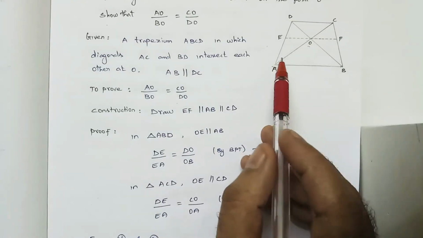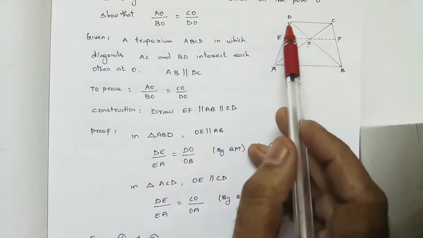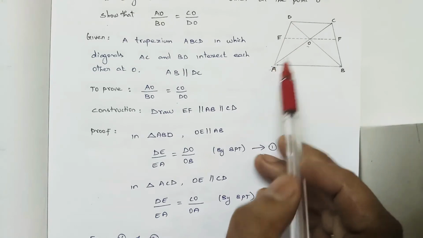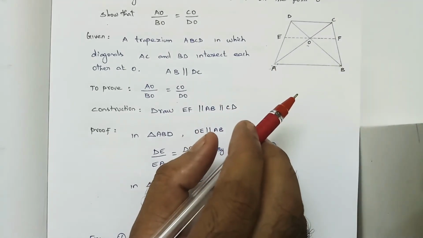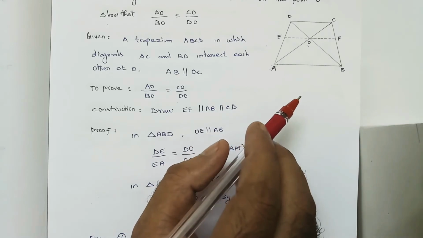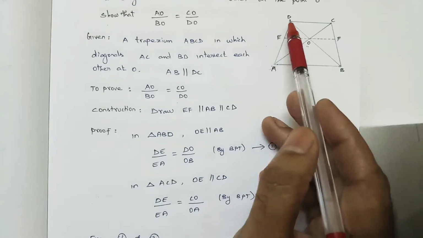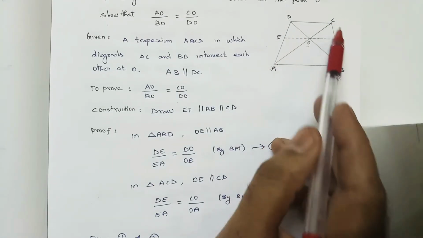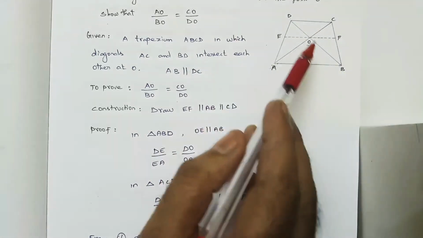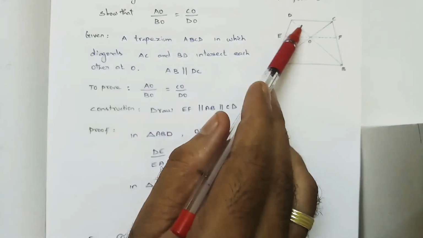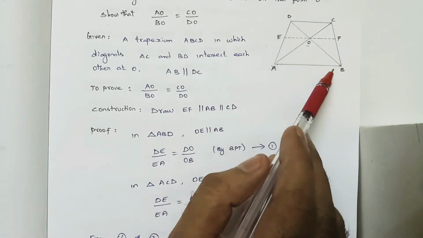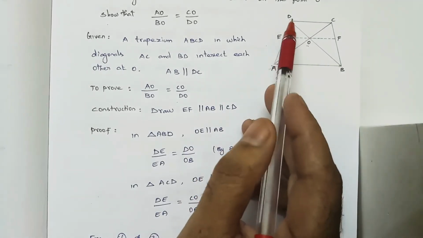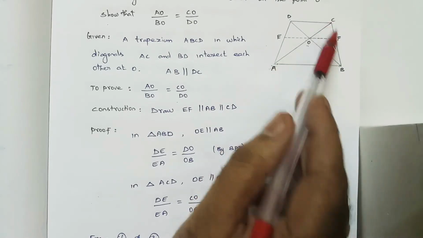See, usually what we will prove is DE by EA is equal to CF by FB, right? In the 6th or 7th sum, we proved that DE by EA is equal to CF by FB. So we need only one common diagonal for both the triangles, right? With the help of the diagonal, we will prove that DE by EA is equal to CF by FB.